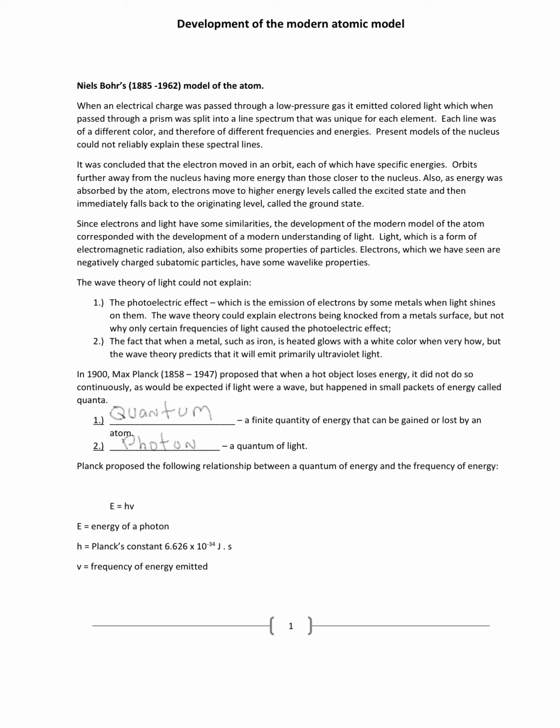So it was concluded that the electron moved in an orbit, each with specific energies. Orbits further away from the nucleus have more energy than those closer to the nucleus. Also, as energy was absorbed by the atom, electrons move to higher energy levels called the excited state, and then immediately fall back down to the originating level called the ground state.